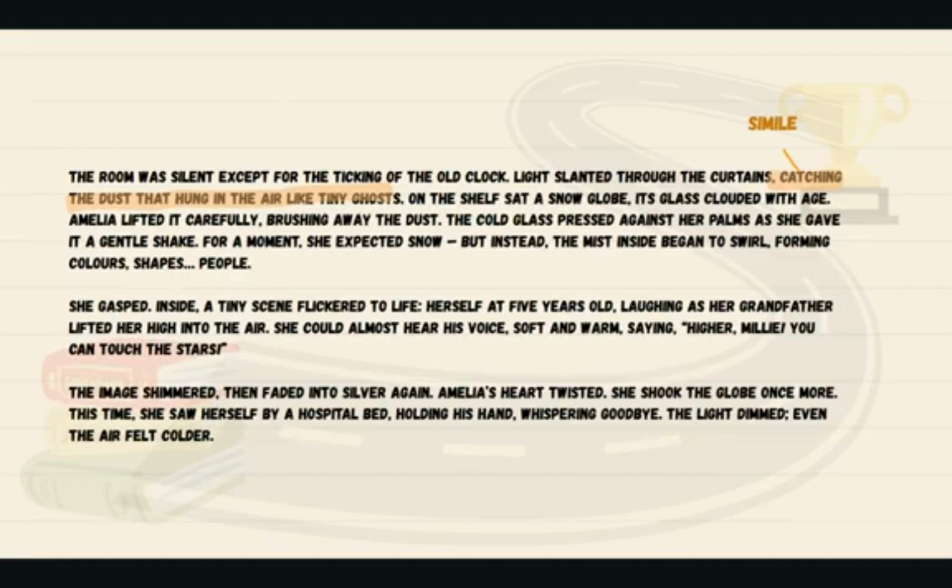Right, let's have a go at analysing this answer that I've written for you guys. So here, where I've written "catching the dust that hung in the air like tiny ghosts" is an example of a simile. Here, "clouded with age" is an example of a metaphor. The quote "colours, shapes, people" is an example of a list, also known as a triple. The part where it says "she gasped" is an example of a short sentence, and "at 5 years old" is an example of a flashback.